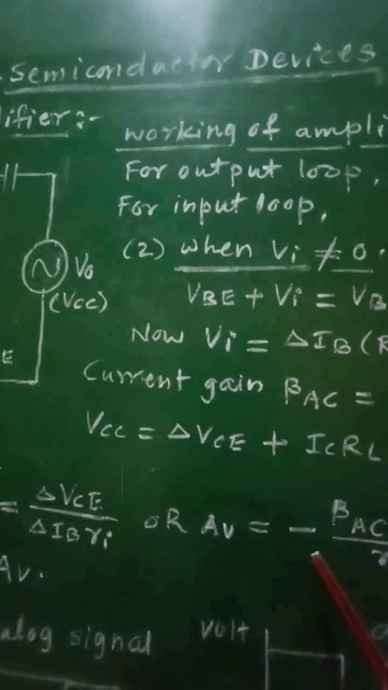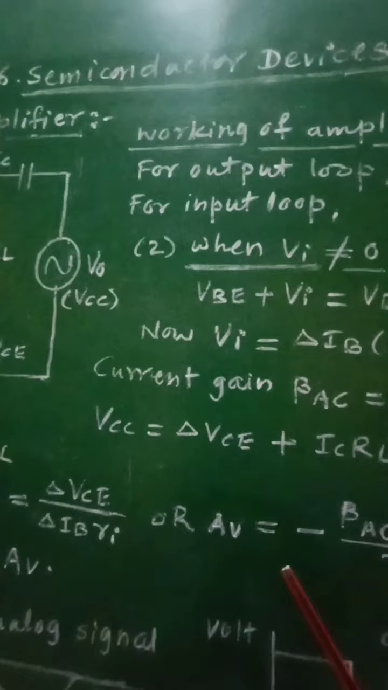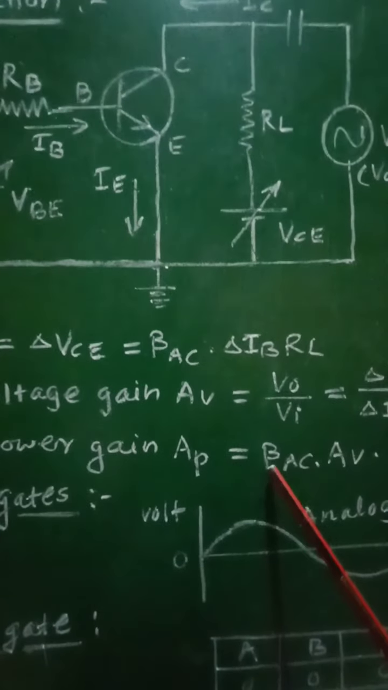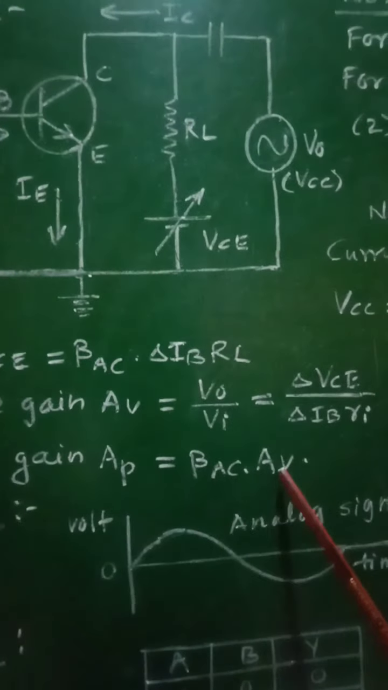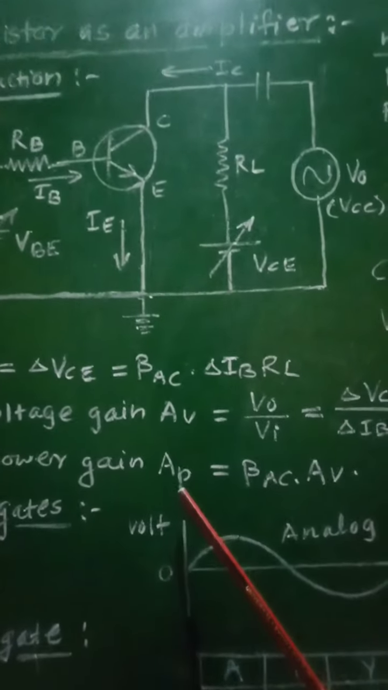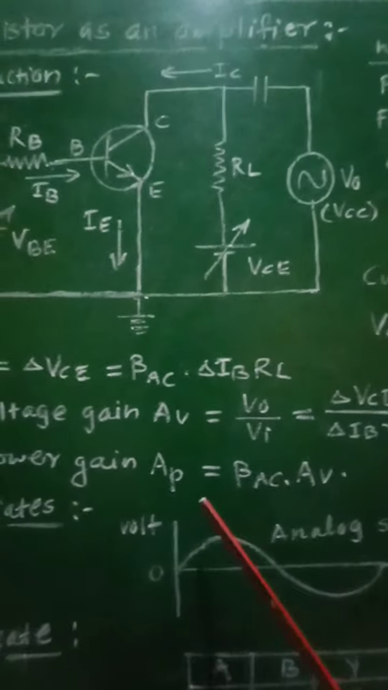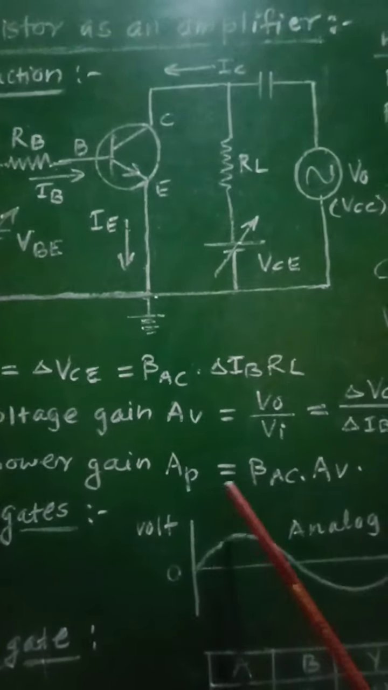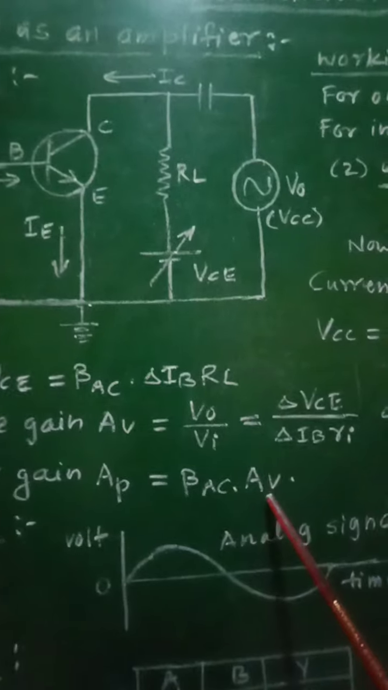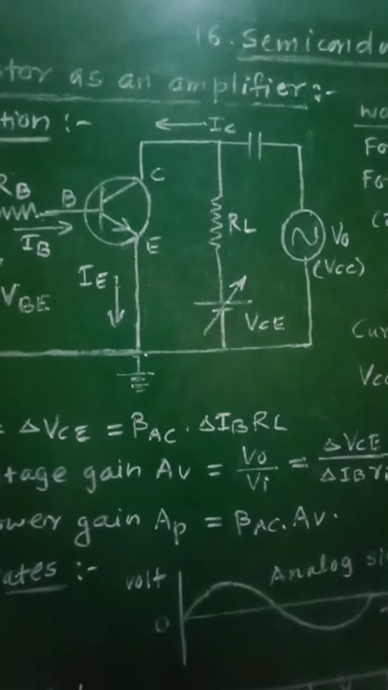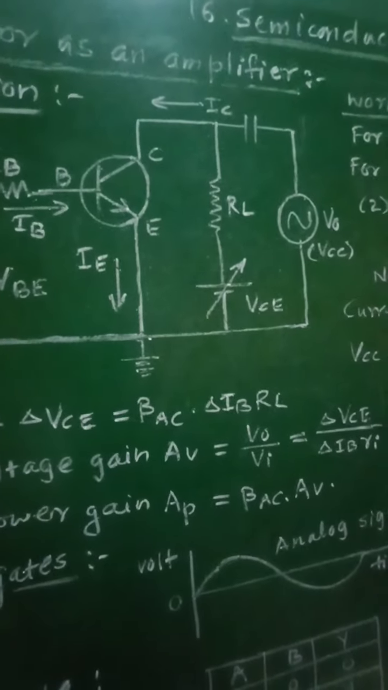Now similarly, the power gain AP will be equal to beta AC into AV, as power is equal to V into I. From that relation we will get the power gain AP is equal to beta AC into AV. So this will be regarding the working of this amplifier.